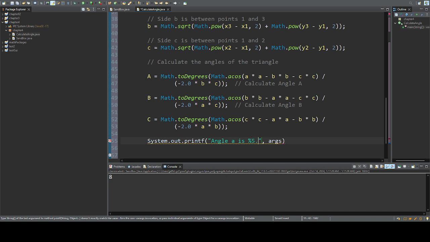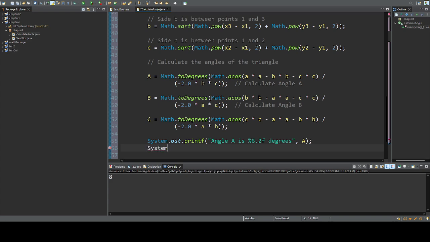So 5.2F, and make that capital. And we'll say that's in degrees. And I'm going to print it.